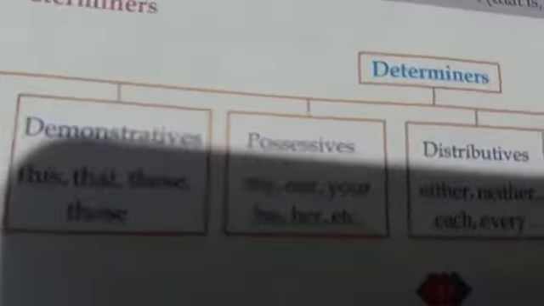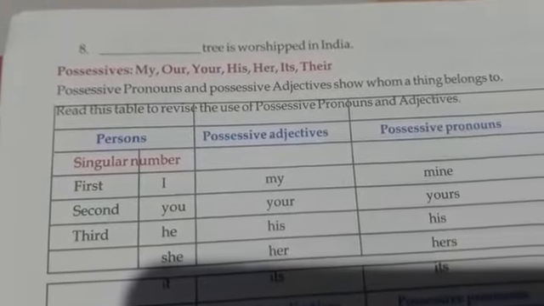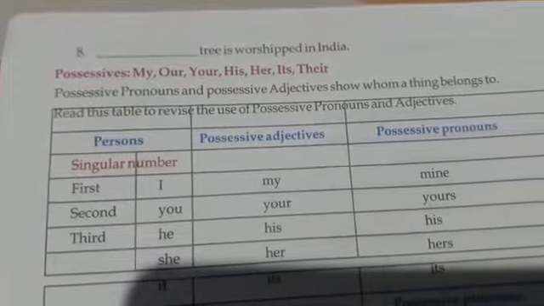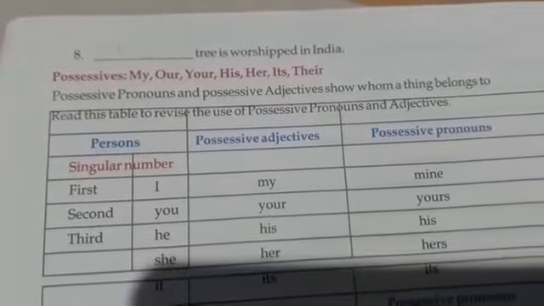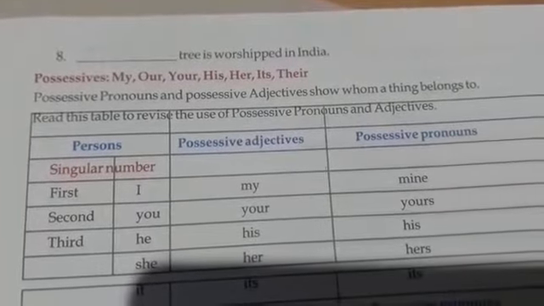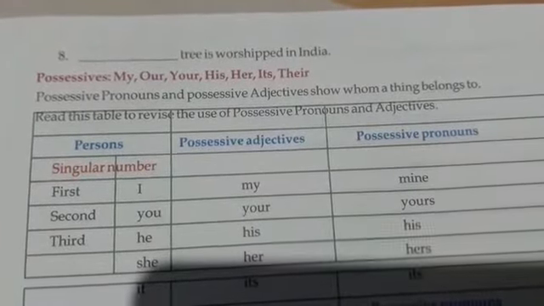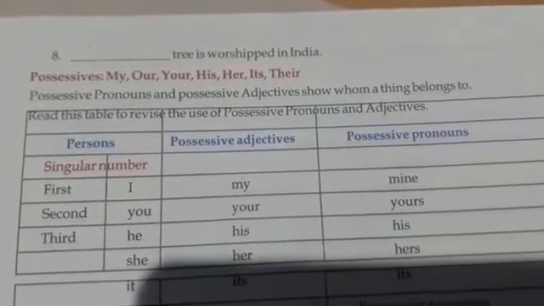The third type we have is possessives. Possessives: my, our, your, his, her, its, their. Possessive pronouns and possessive adjectives show whom a thing belongs to. Read this table to revise the use of possessive pronouns and possessive adjectives.